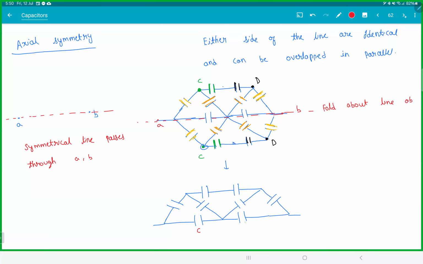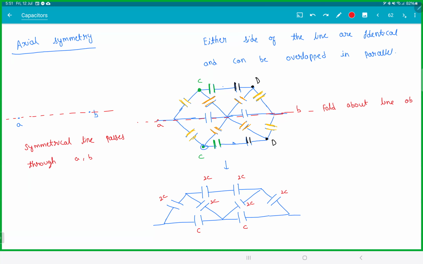This guy will remain C, this guy will remain C, because you're not folding this guy with anyone. That's a single capacitor. But everyone else will become 2C, 2C, 2C, 2C, 2C, and 2C. Whichever capacitors fall on each other when you fold them, the two capacitors will give you 2C equivalent. And the middle capacitors, there is only a single capacitor. There is no other capacitor which is falling on it. So these two guys in the middle will remain C. Everyone else will become double.